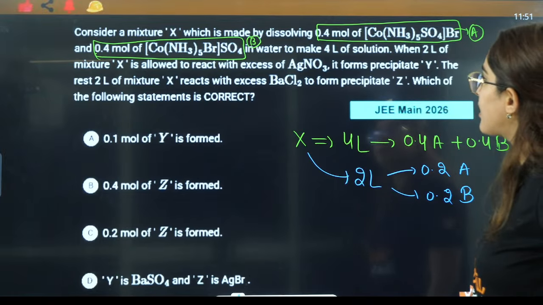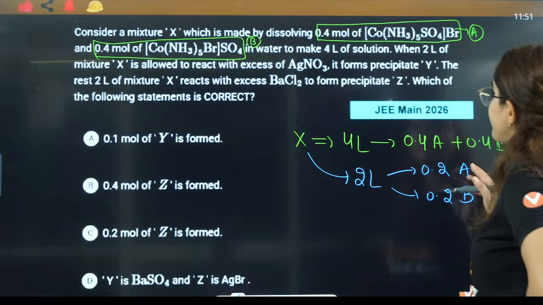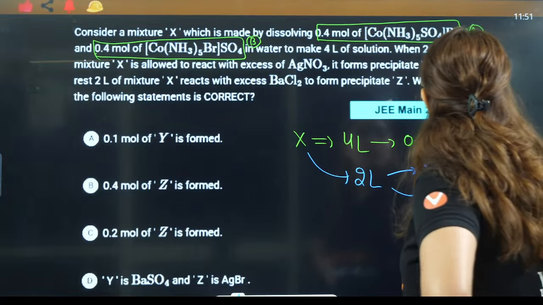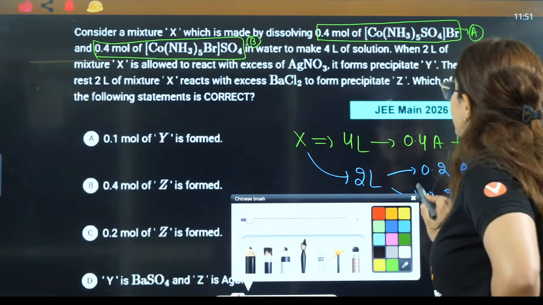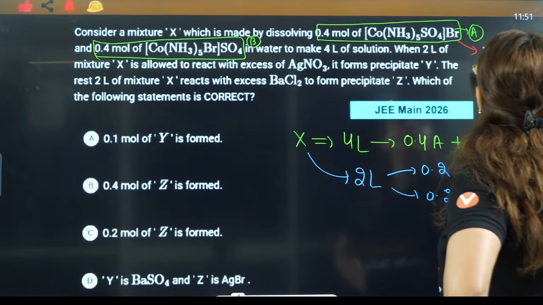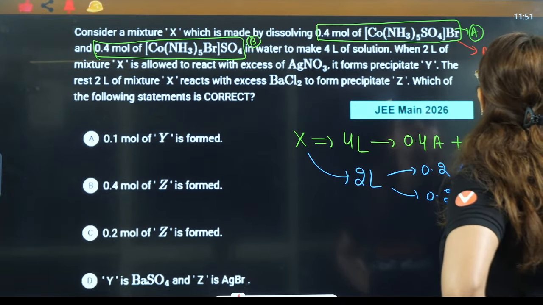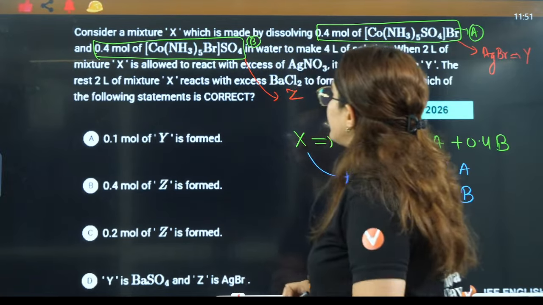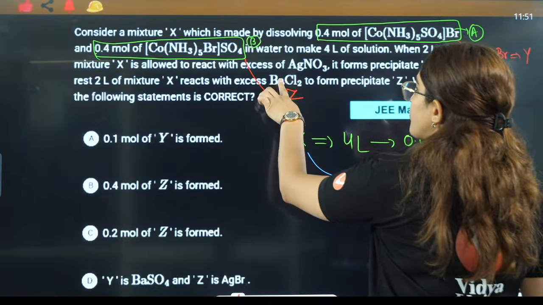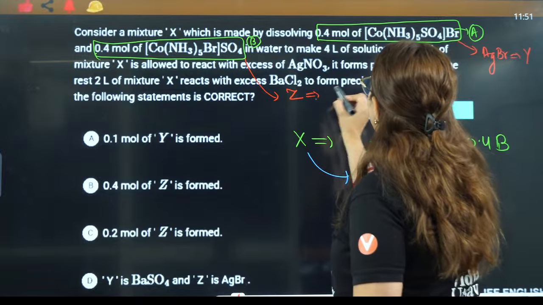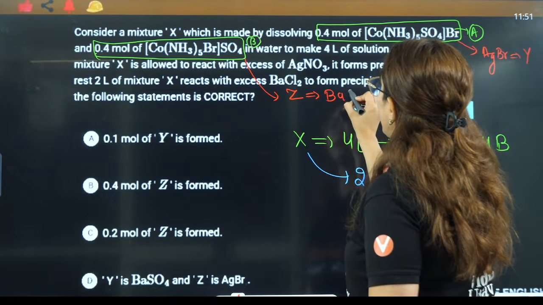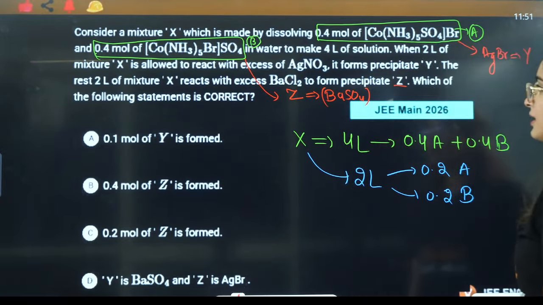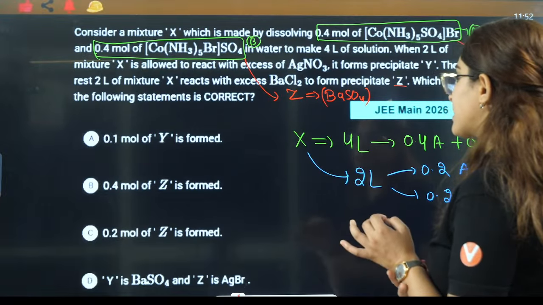When 2 liter of X is allowed to react with excess of AgNO3, when A reacts with AgNO3, it forms precipitate Y. Okay. What is precipitate Y? See, when this will react, it will give AgBr as a precipitate. Okay, that is Y. When this reacts with excess of BaCl2, barium will react with SO4 and it will give Z as a precipitate, that is BaSO4, right?